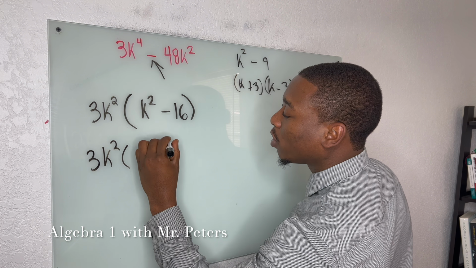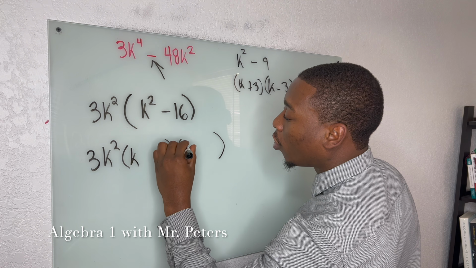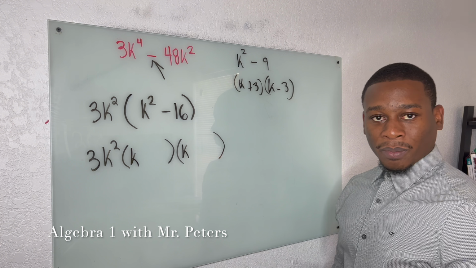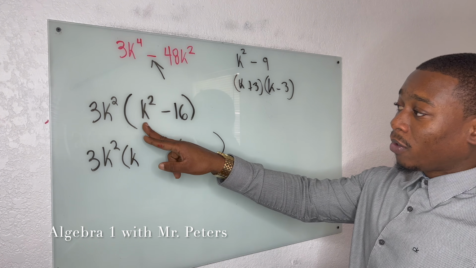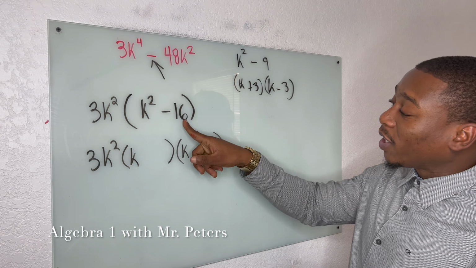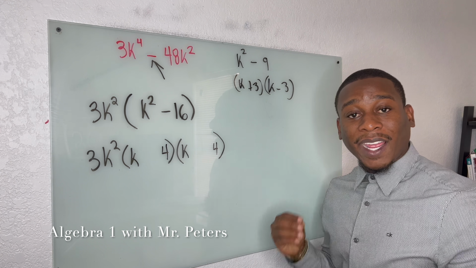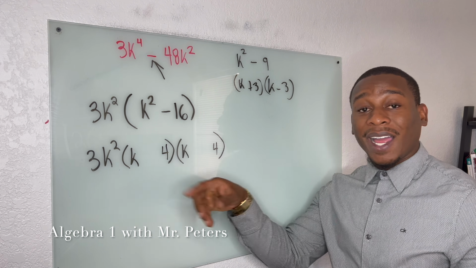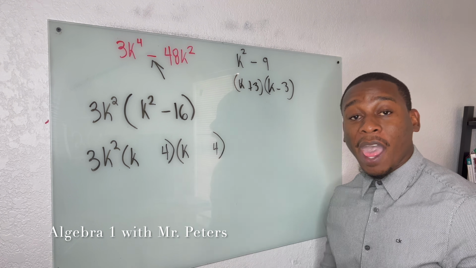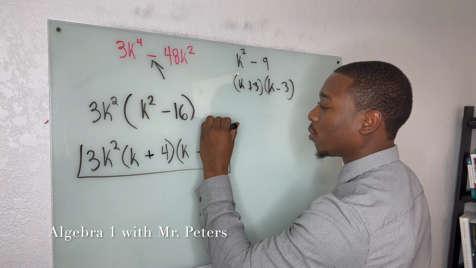And what I tell my students, if we're working with the difference of squares, all you need to do, right, is look at k. Square root of k squared, k times k. Square root of 16, 4 times 4. And then the signs have to be different. And this would be our answer.